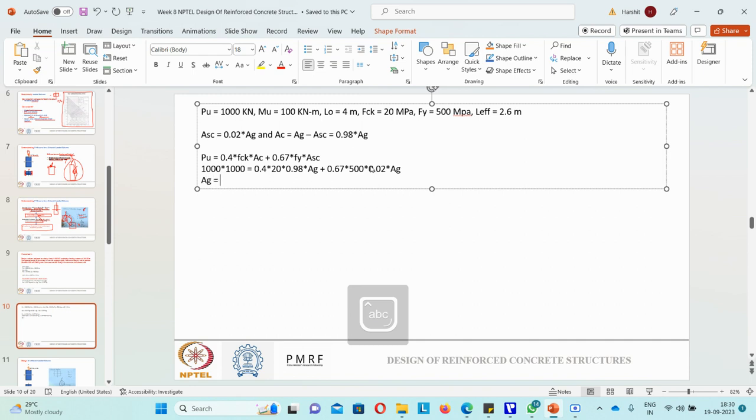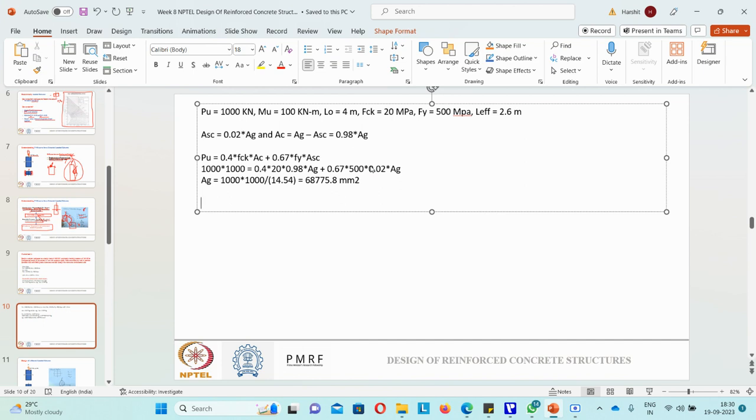So the gross area on solving will come out to be 1000 into 1000 divided by 14.54. Now this right hand side calculation will come out to be around 68775.8 millimeter square.